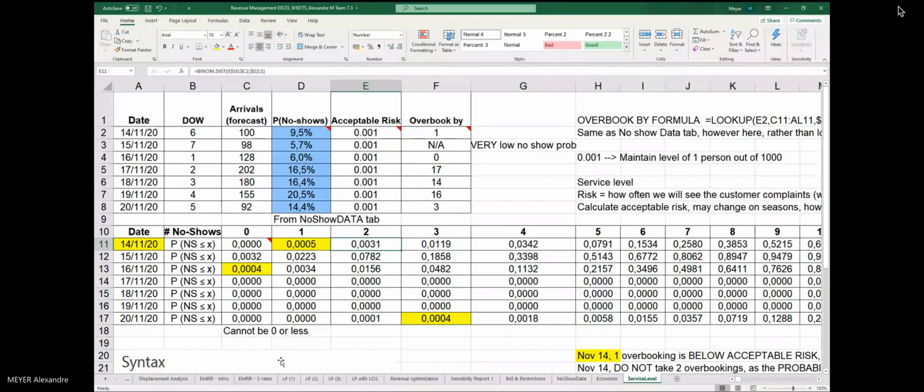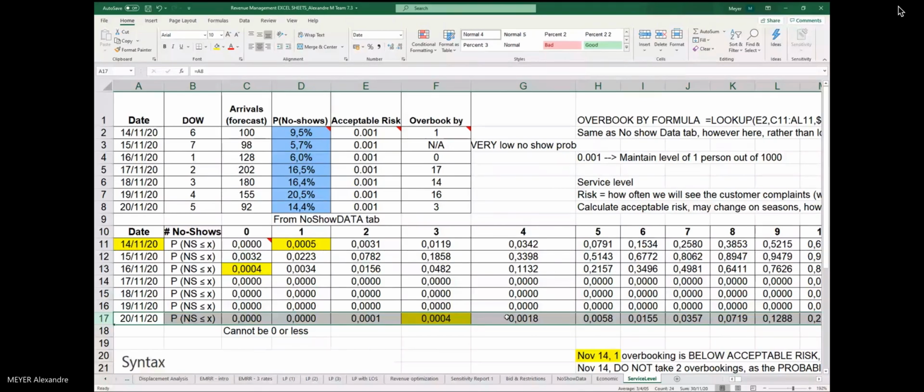All right, let's take another example, being the 20th. So over here, if you take 1 overbooking, it's still below acceptable risk. If you take 2 overbookings, it is still below acceptable risk. If you take 3 overbookings, it's still an acceptable risk, because at 3 overbookings, you've actually got 4 out of 10,000. 4 out of 10,000 is less than 1 out of 1,000.